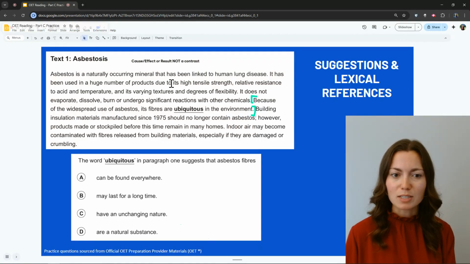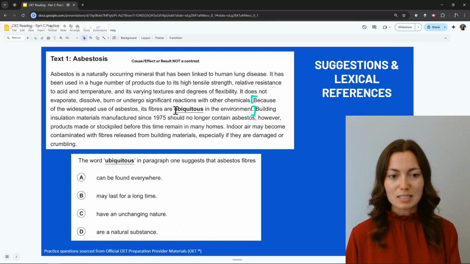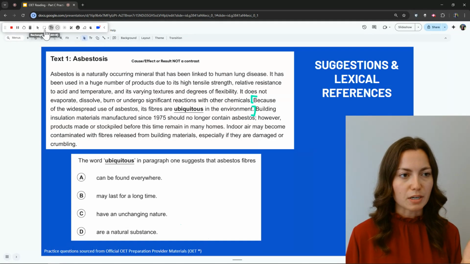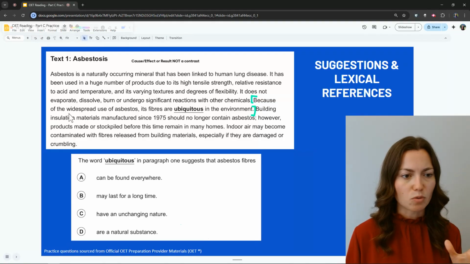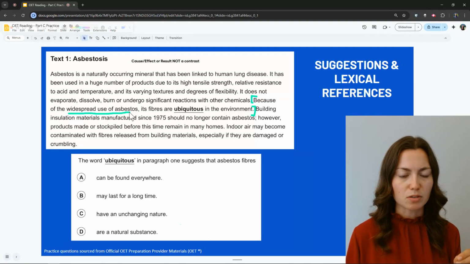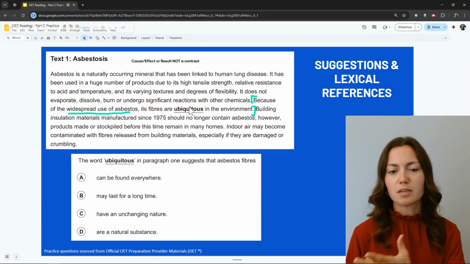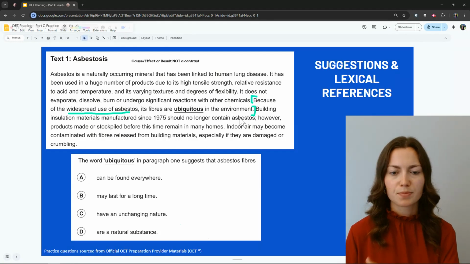That's your first clue often. If you don't have a contrast with a lexical reference, see if it is something that's connected to the same meaning. So what's important here is look at your first phrase, the widespread use of asbestos. That's causing the fibers to be ubiquitous in the environment.